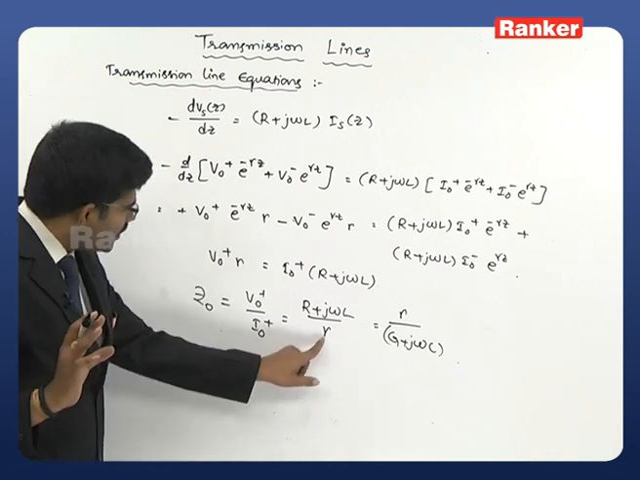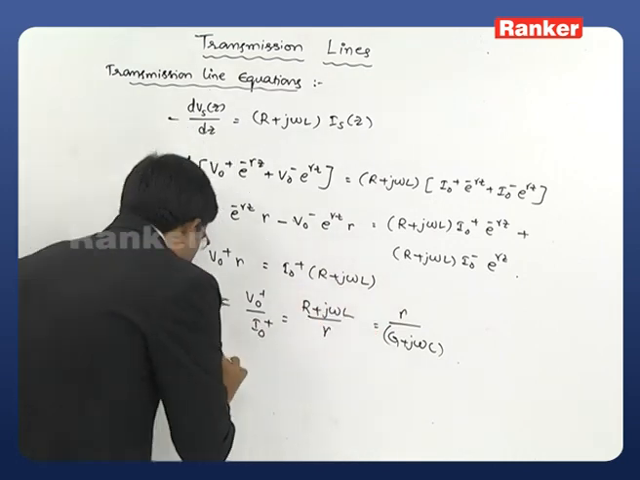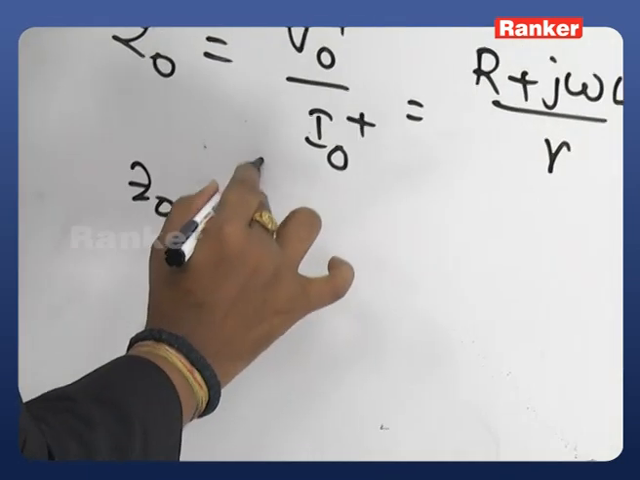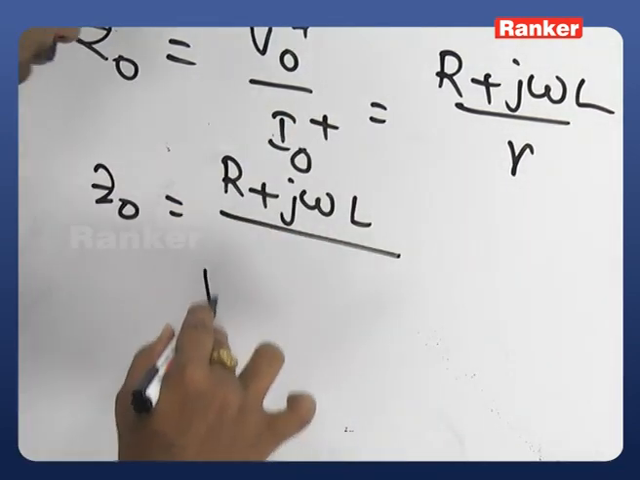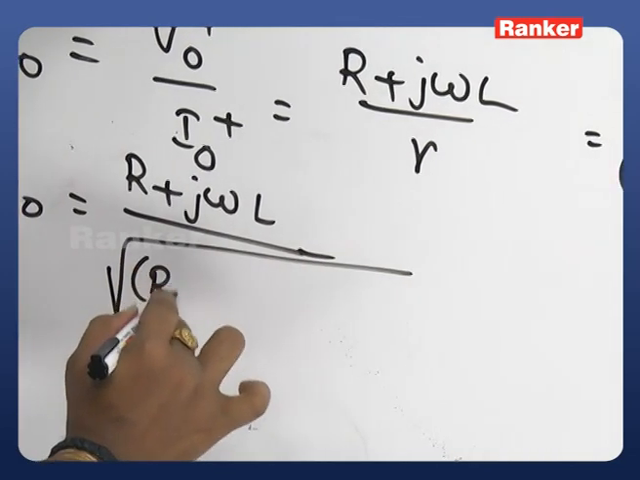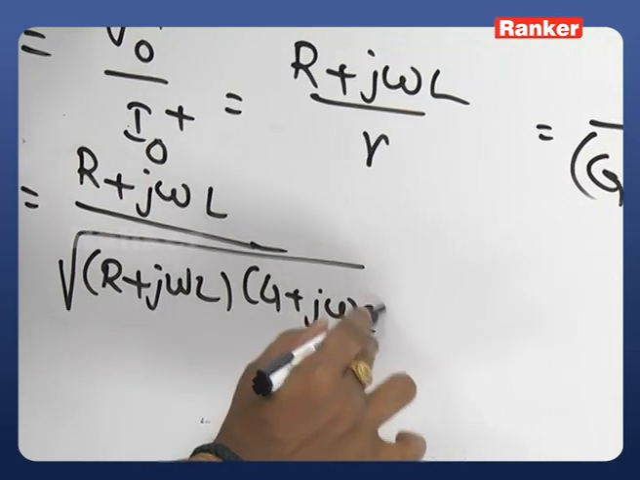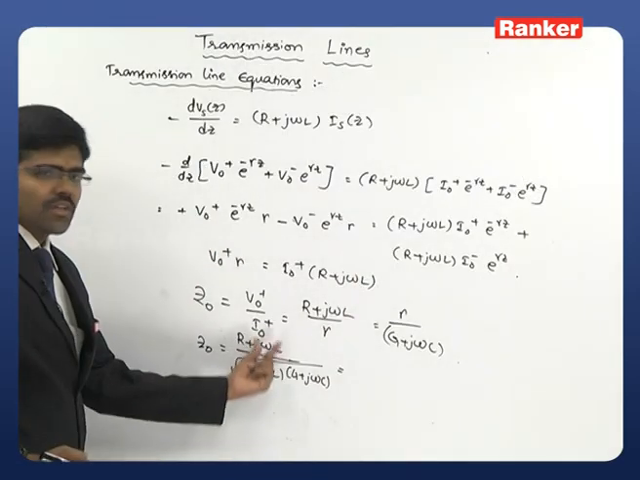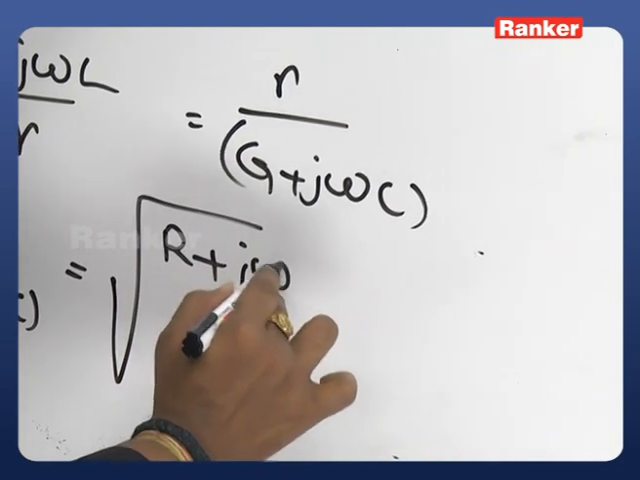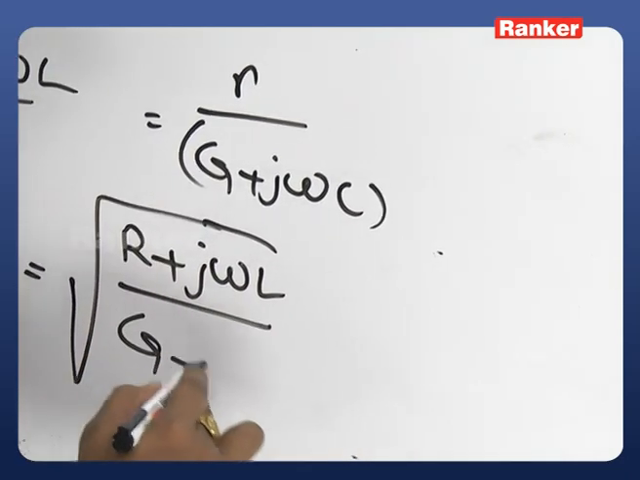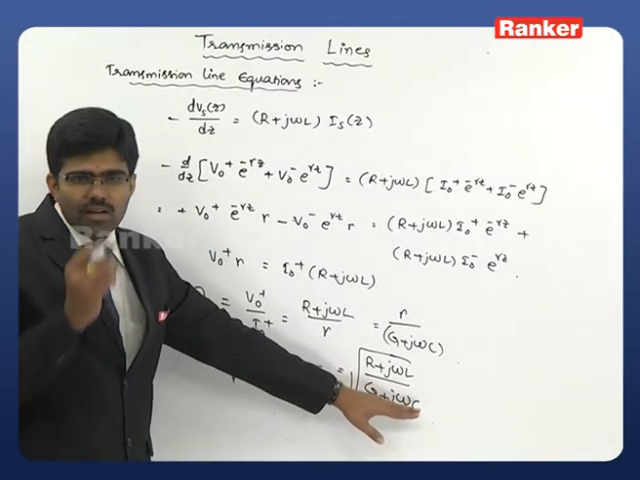What I do now is substitute this gamma here and check whether they are the same or not. For that, take Z naught is equal to R plus j omega L divided by gamma. What is gamma? Under root of R plus j omega L multiplied with G plus j omega C. After simplification, what will you get here? Square root of R plus j omega L divided by G plus j omega C. So this is the finalized equation of the characteristic impedance.